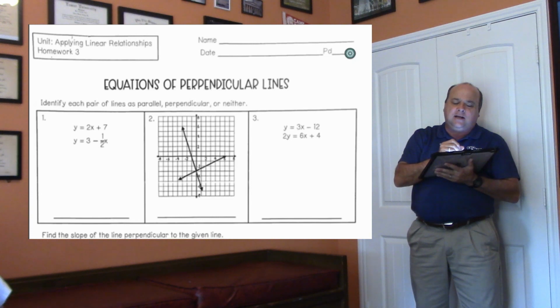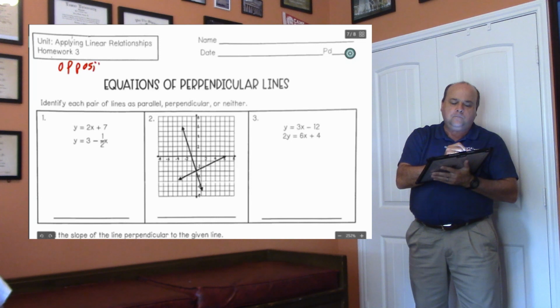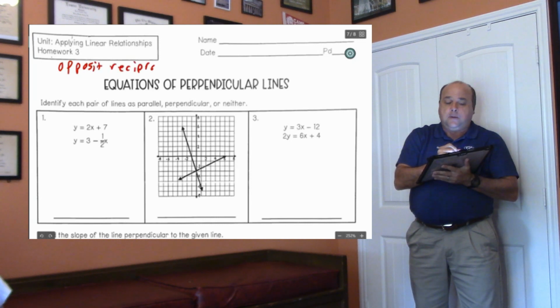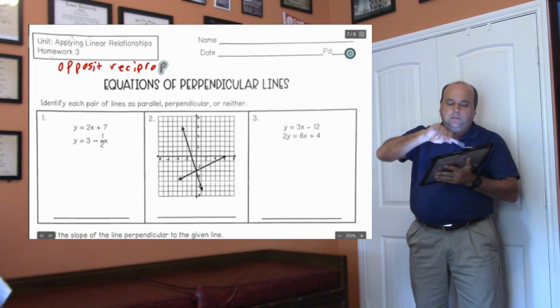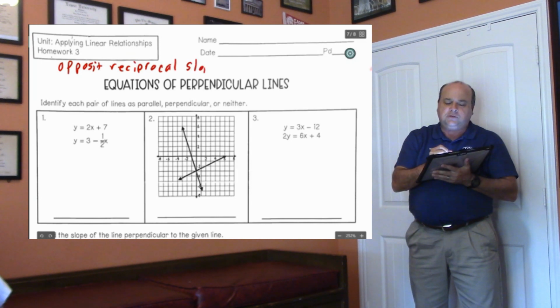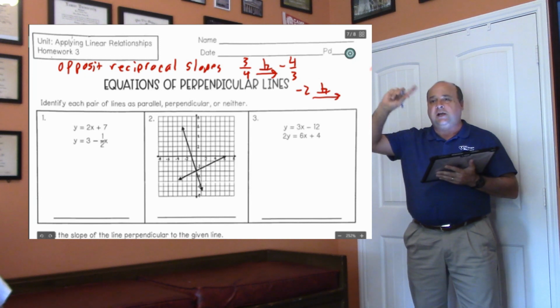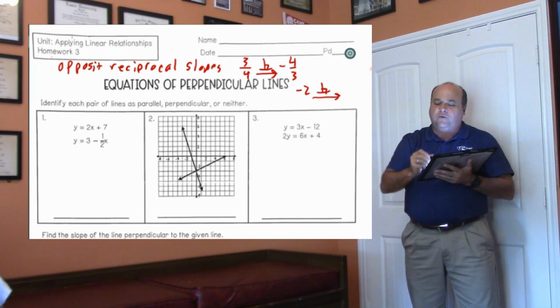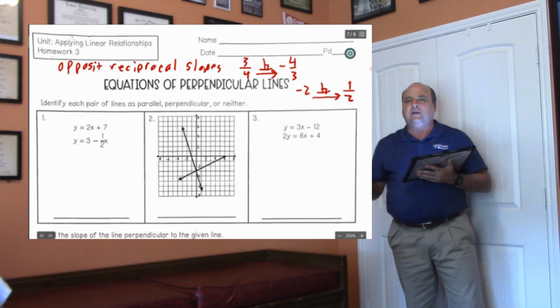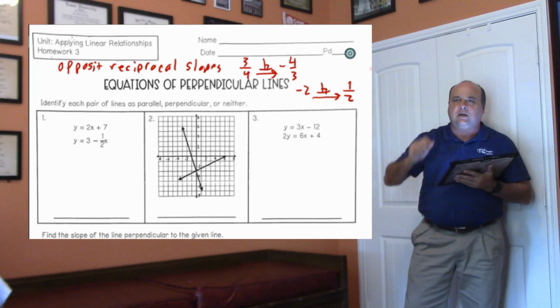Remember, perpendicular lines have opposite reciprocal slopes. Opposite reciprocal, let me spell it right, slopes. For instance, if I had 3/4, the opposite reciprocal of 3/4 would be -4/3. If I had -2 as my slope, I would change the sign to positive, and 2/1 would flip to 1/2. So that would be the opposite reciprocal. That's all we're basically going to do today.